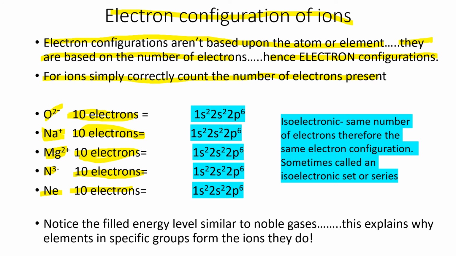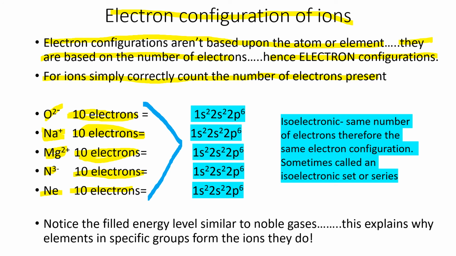We have a term for this called isoelectronic. Isoelectronic means we have the same number of electrons. If you have the same number of electrons, you have to have the same electron configuration. These are sometimes referred to as an isoelectronic set or an isoelectronic series. They're all having the same number of electrons, the same electron configuration.